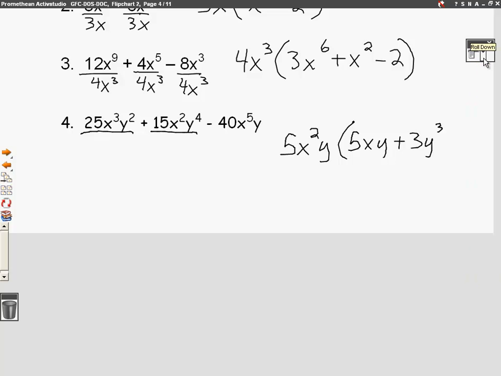And then the last one is the minus 40. Negative 40 divided by 5 is negative 8. And then I do my x's. X, I have 5 minus 2 is x to the 3. And I have my y's. 1 minus 1 is 0, so that cancels out, and I get that. Now I'm done with GCF. I would like you guys to take 10 minutes to work on the GCF section on your worksheet. And then we're going to come to difference of squares.